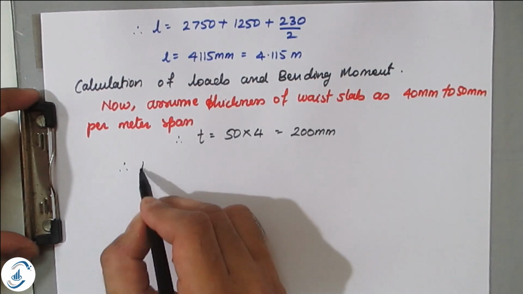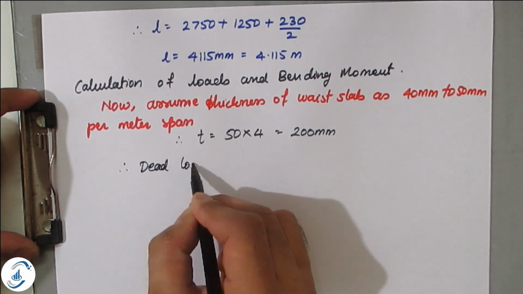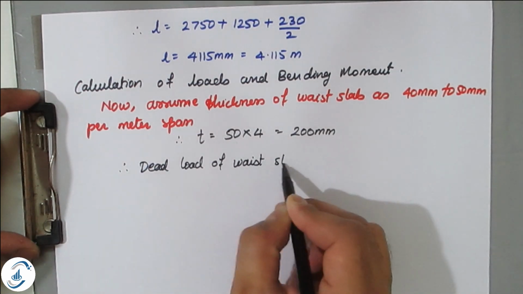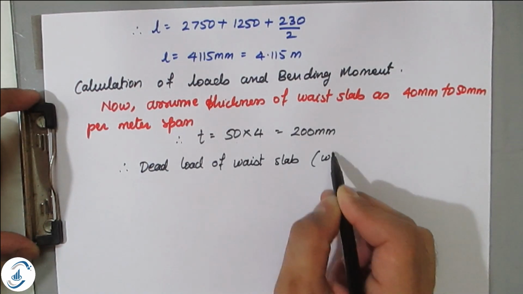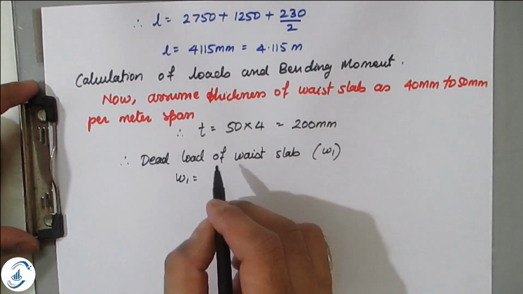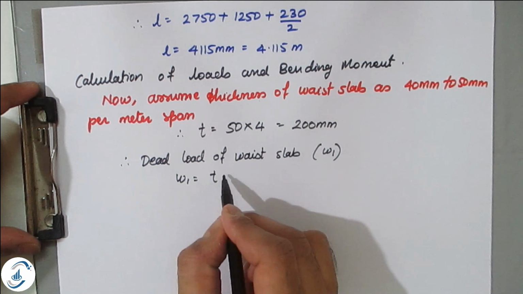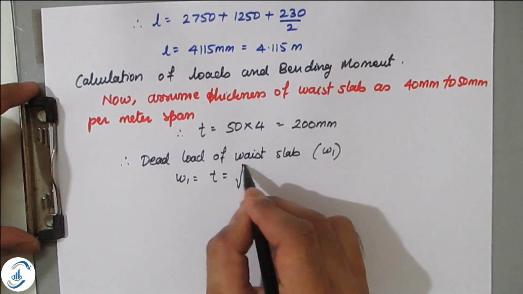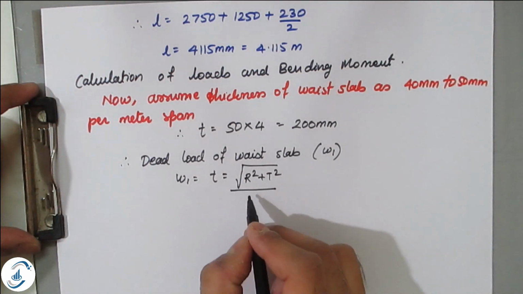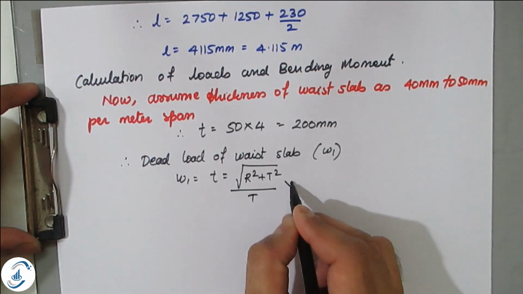So therefore dead load of waist slab, that is W1, we will consider. The W1 is given by, so now you have to remember the formula: T is equal to square root of R square plus T square, divided by T, into 25.